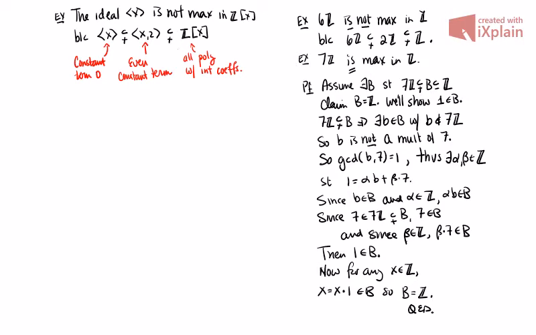And all of these are ideals by definition, right? They're the ideal generated by X and the ideal generated by X and 2. So that's the definition of a maximal ideal.